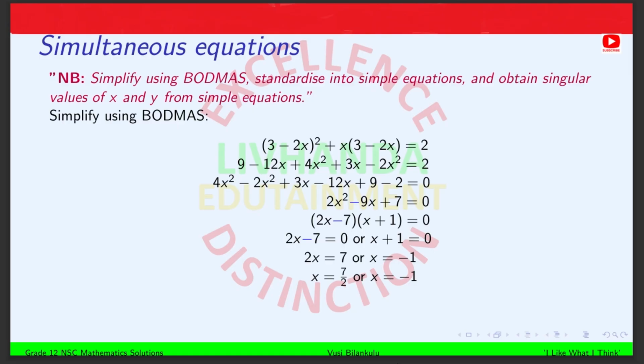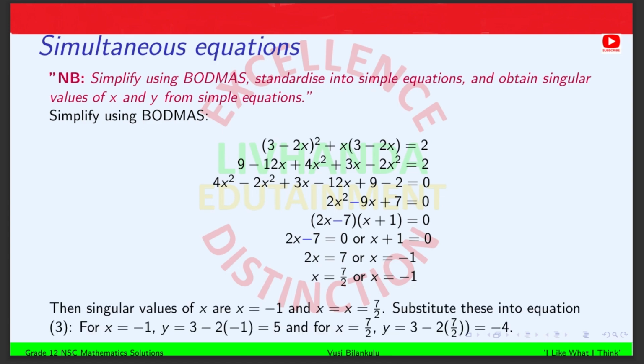The equation in the previous slide is simplified using BODMAS rule. This gives a standard quadratic equation, that is, 2x squared minus 9x plus 7 equals 0. The equation is factorized by 2x minus 7 and x plus 1. Therefore, x equals 7 over 2, or x equals negative 1. Lastly, substitute values of x into equation number 3 to obtain values of y. For x equals negative 1, y equals 5. For x equals 7 over 2, y equals negative 4.